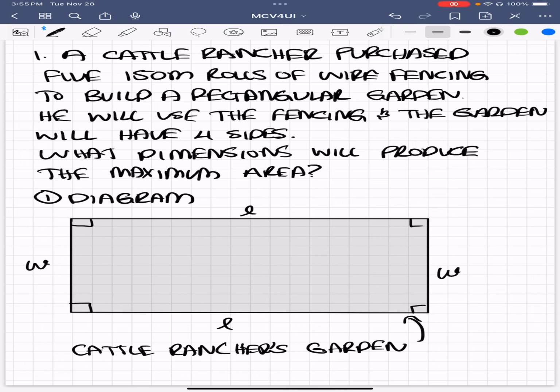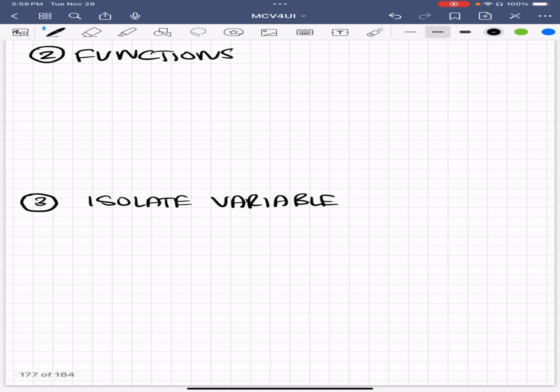Okay, so we created a diagram of the garden to help visualize the problem. We used the information in the question description to create the diagram: to build a rectangular garden, the garden will have 4 sides, and what dimensions would produce the maximum area. Moving on, use the diagram and information in the question to create equations.